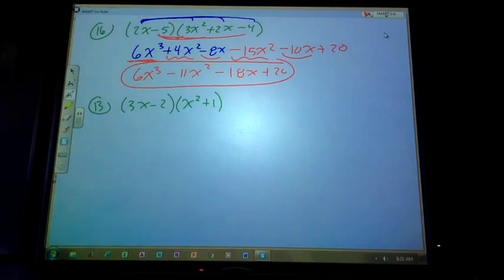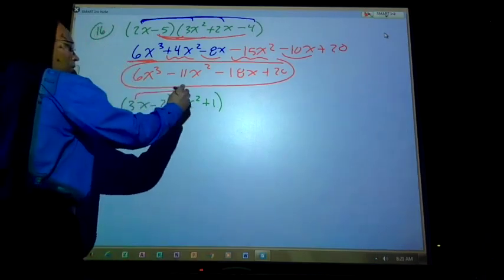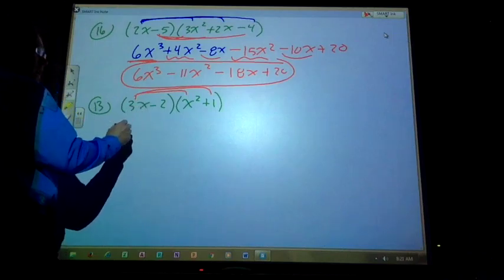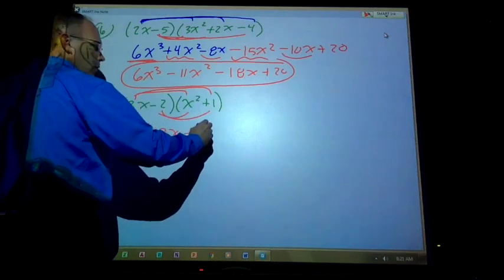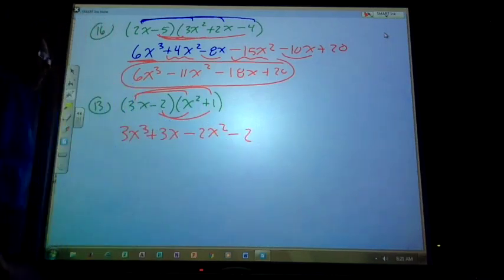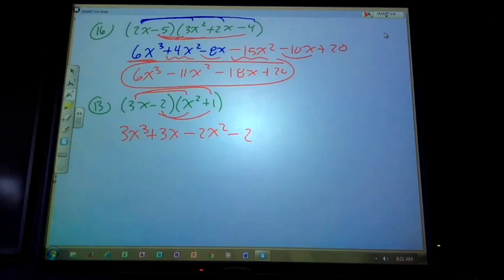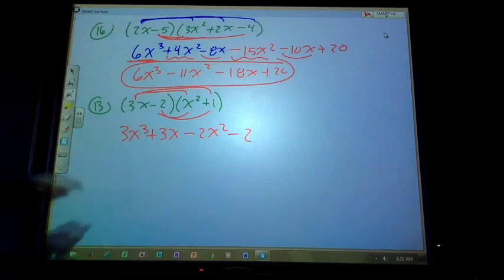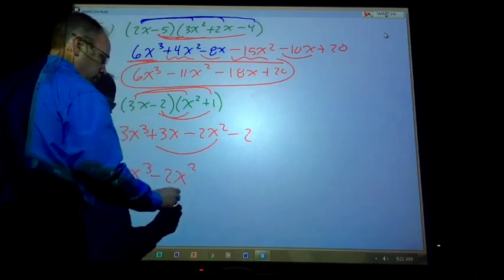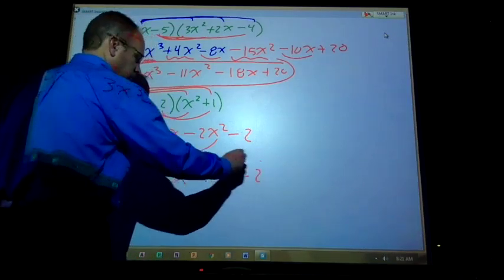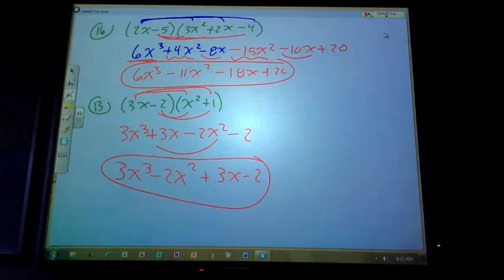And then number 13, we're just going to multiply it together. So the 3x goes here and here and here and here. So that gives me 3x to the third plus 3x. Multiply here and here. That gives me negative 2x squared minus 2. Is it in standard form as it sits? Nope, why not, Megan? Yeah, let's flip-flop these two. Okay, so let's put it in descending order. Now there's your correct answer. You have it in standard form. Again, you want descending order.